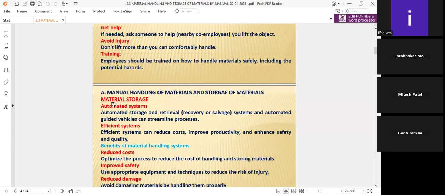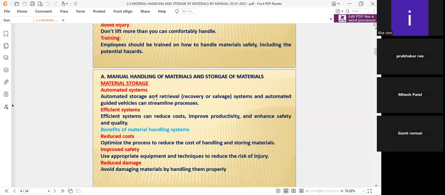You know that if an automated system is there, definitely it will be more helpful than the manual. Automated means the manual interference is not there.